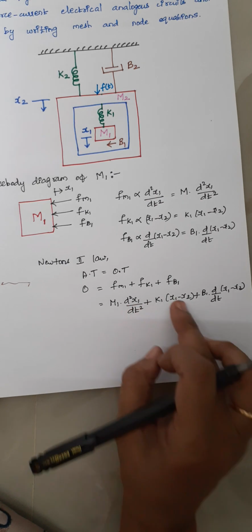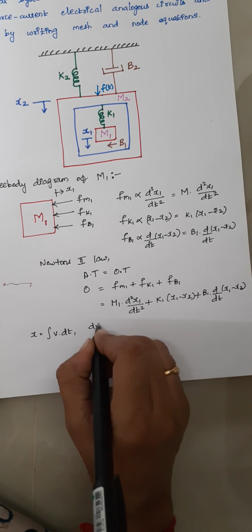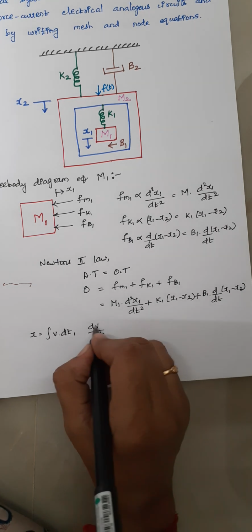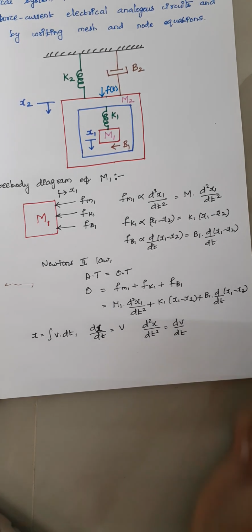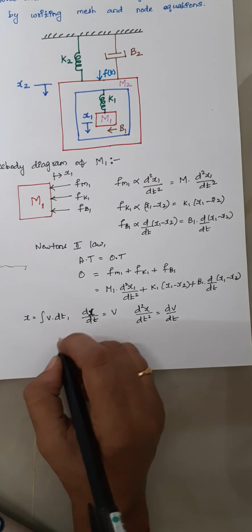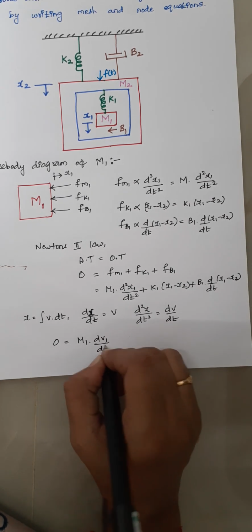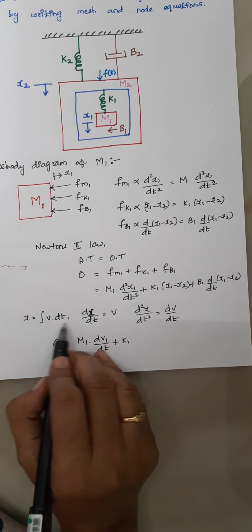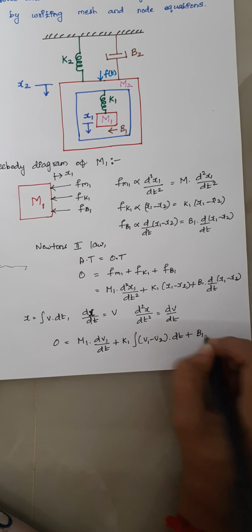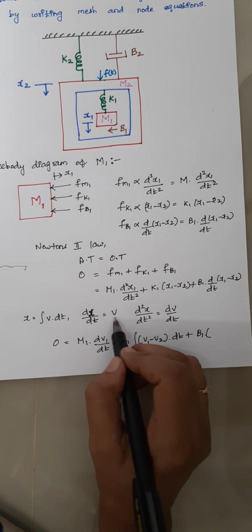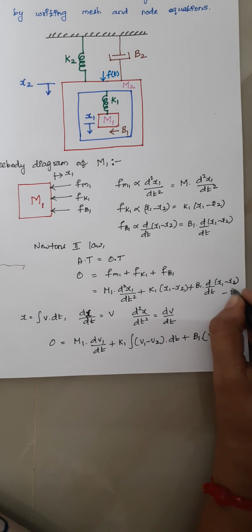We can again rewrite this displacement in terms of velocity. As we already know, x is the integral of v dt, dx by dt is v, and d square x by dt square is dv by dt. Rewriting the above expression, we have 0 equal to m1 into dv1 by dt plus k1 into the integral of v1 minus v2 dt plus b1 into v1 minus v2. Name this expression a and this expression b1.